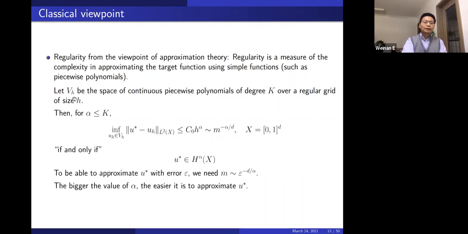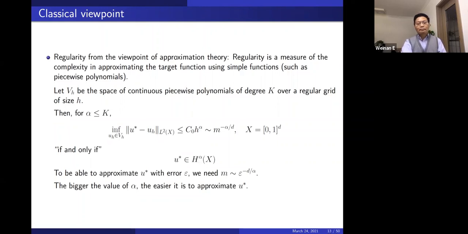For example, let V_h be the space of continuous piecewise polynomials of degree k over a regular grid of size h. Then we have this little theorem, almost like a theorem. It should be put in quotation marks. Namely, the minimum error, the best one can do for a certain target function, is bounded by h to the alpha, where alpha is the regularity of the function, the Sobolev regularity of the function. This is the Sobolev space of order alpha.